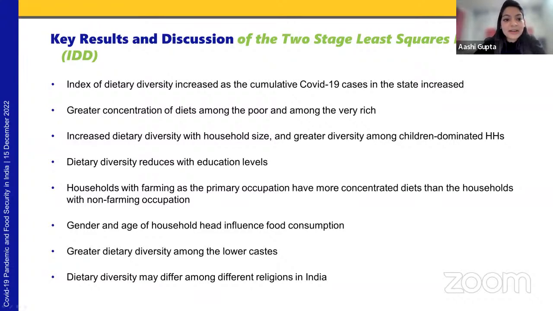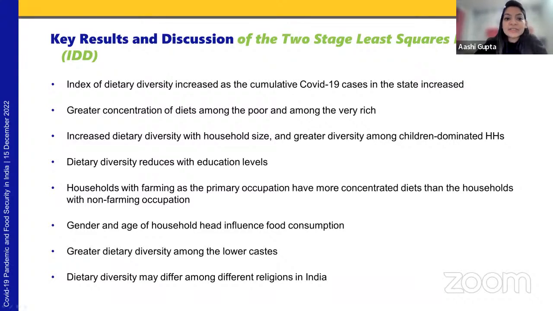Greater dietary diversity among the lower caste confirms that dietary transition is not just a middle income class phenomenon, but far more pervasive. We cannot rule out the possibility that the disadvantaged castes are more likely to substitute cheaper grades of cereals. So diets may be more diversified, but not necessarily healthier.